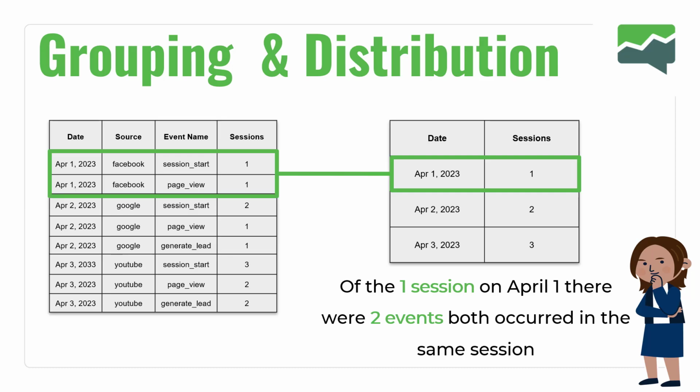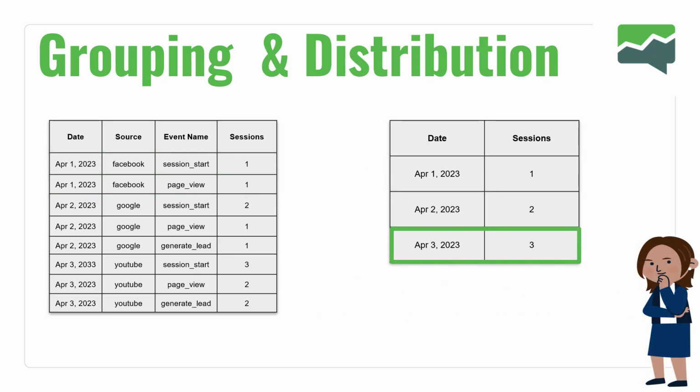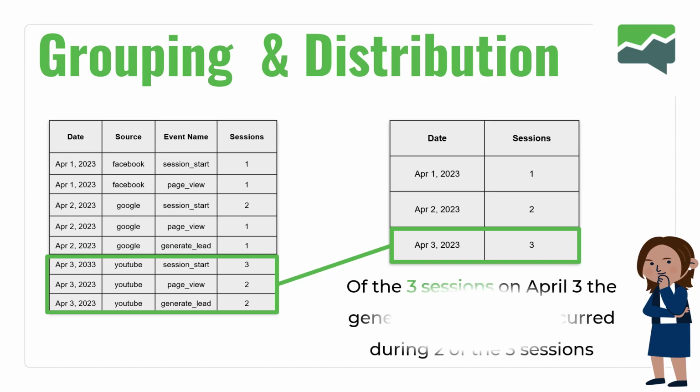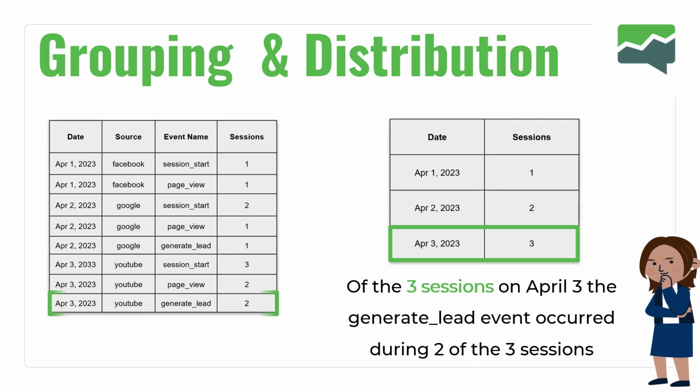Now, let's go a little bit deeper because it gets a little more complicated. As you can see, it's broken down and broken down. Let's talk about April 3rd. That's an interesting one, right? April 3rd had 3 sessions, and those 3 sessions are broken down. Of the 3 sessions on April 3rd, the generate lead event occurred during 2 of the 3 sessions. Let's visualize that together. See that? Of the 3 sessions on April 3rd, 2 of them generated a lead.